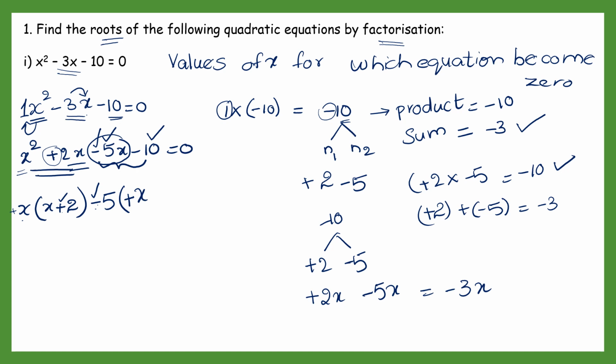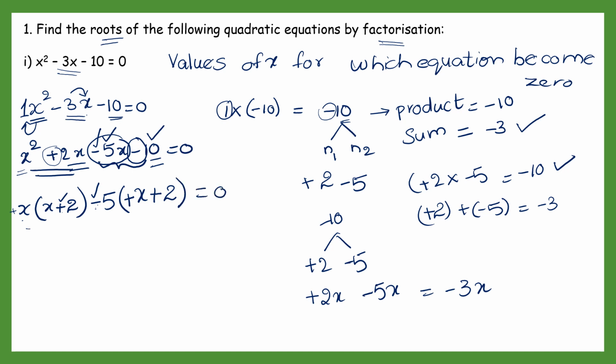Then here minus 10. First think about the symbol. Here you should get what? Minus. Minus into what is minus? Minus into plus is minus. So we will have plus here. Then 10. 5 into what is 10? 5 into 2 is 10. So you will get 2 here.